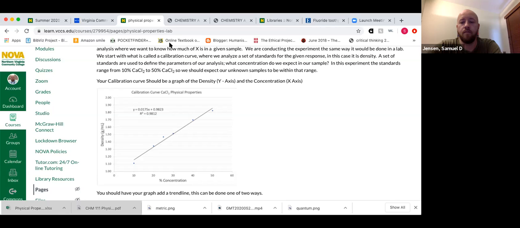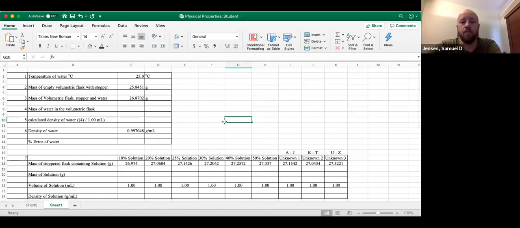All right, so let's look at the data table again. Now this is the data that you're given. The mass of the empty volumetric flask with stopper. So this is the glassware. How much does the glassware weigh empty? This is the mass of the flask with the 10% solution in it.